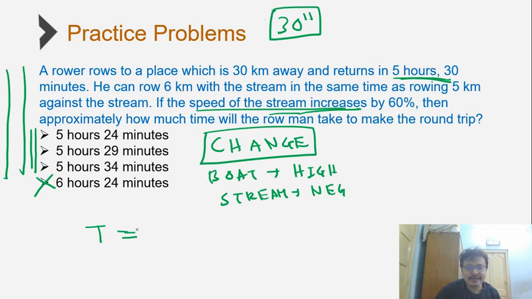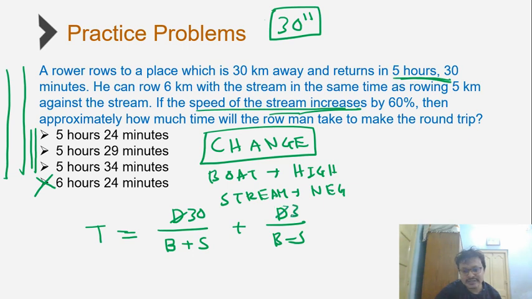The time taken would be the distance divided by the speed. When you're going downstream, your speed increases because B plus S gets added. When you're going upstream, it becomes B minus S. Here, D is nothing but 30 in count. That is 30 kilometers is the distance.